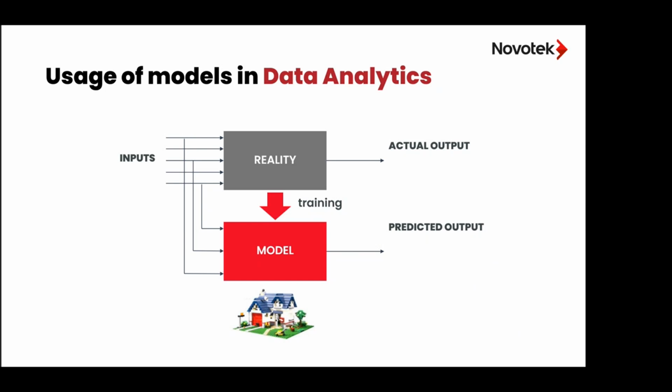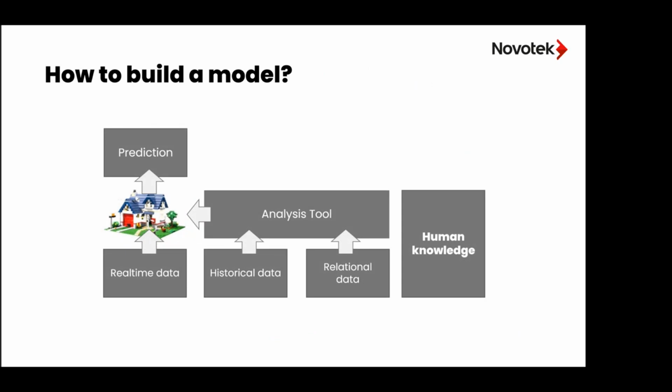Question is how to build such a model. Most of customers already have a lot of data available these days. And as I said, varying from real-time data through historical data, relational data, and typically you use an analysis tool actually to build your model. Once you have your model built, you can connect this to the real-time data, and out of that connection, you can do some predictions. And these predictions can help you to optimize your production process.